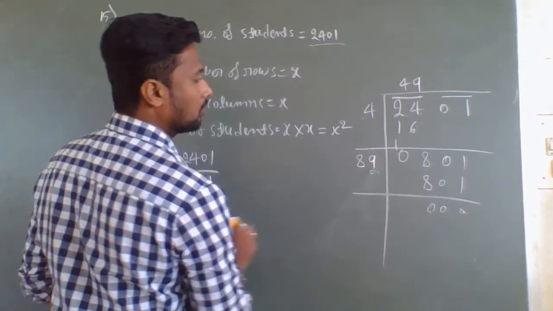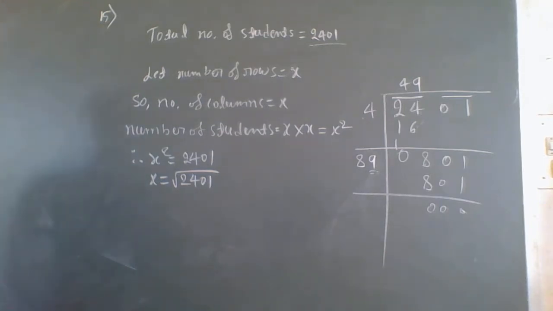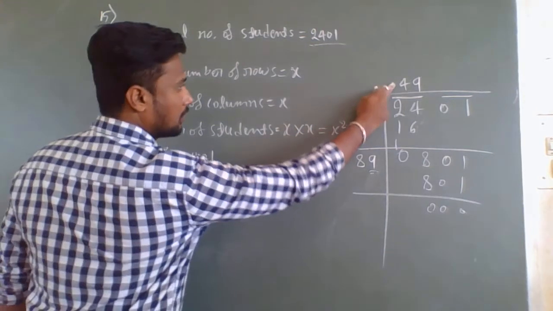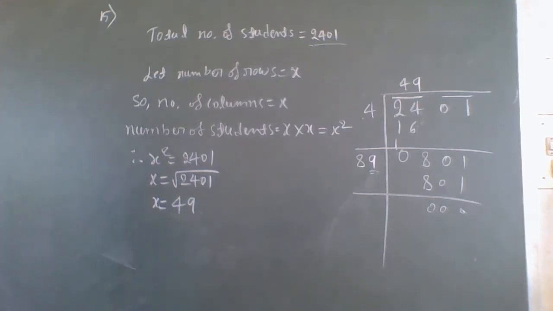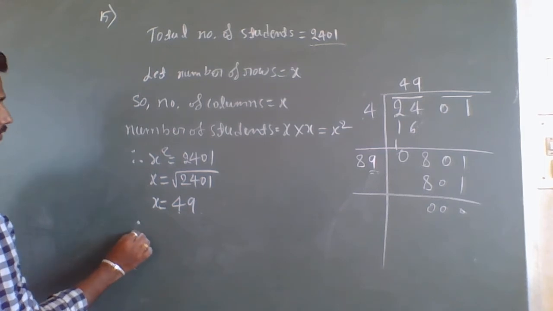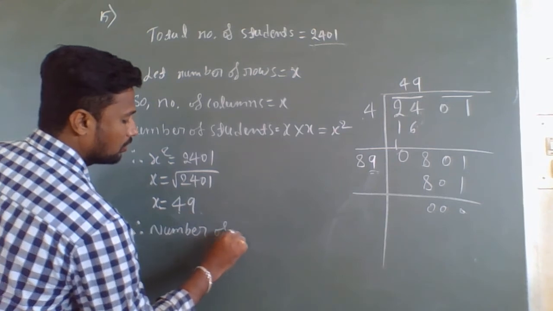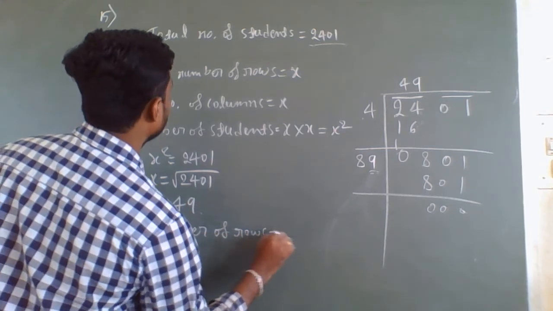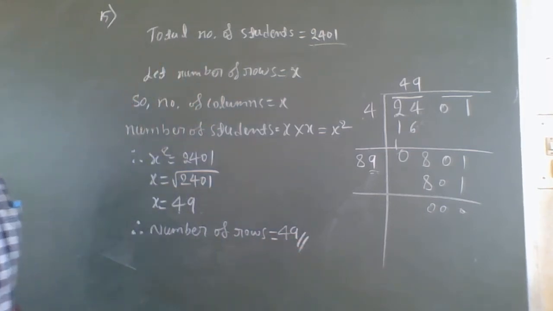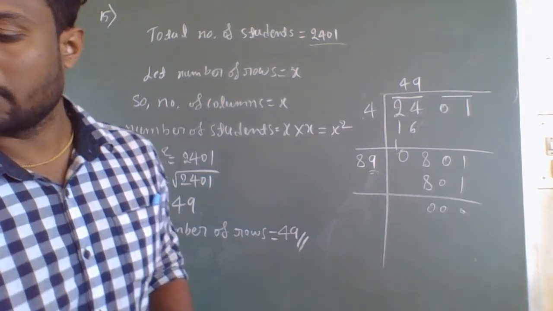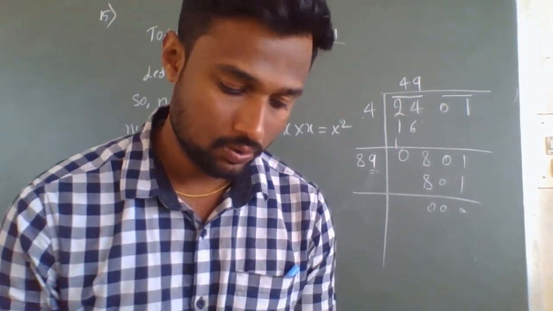Okay. Therefore, square root of 2401 equals, what is the answer? 49. So the number of rows equals 49. That is the answer. So I hope you are clear with these examples of finding square roots of decimal numbers and integer numbers by using the division method.